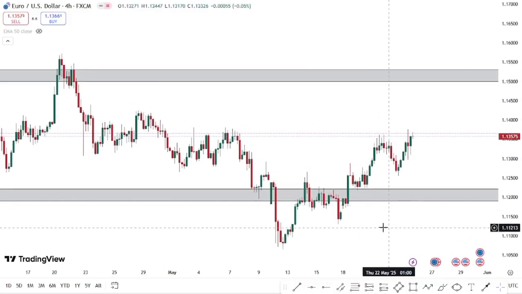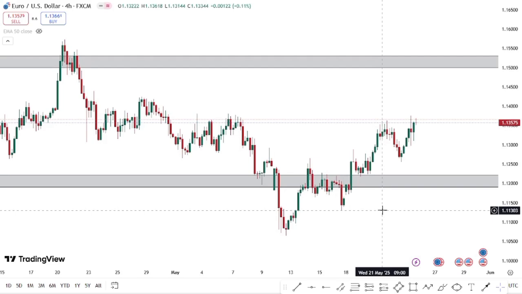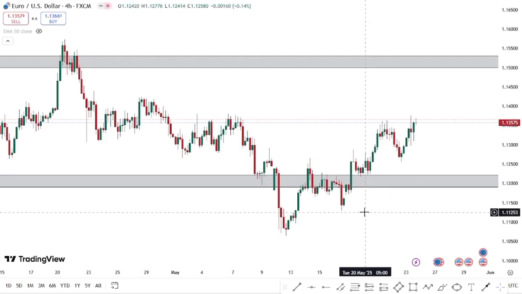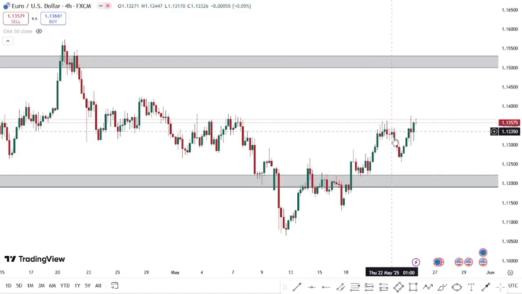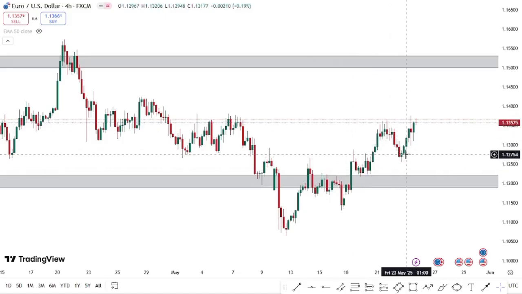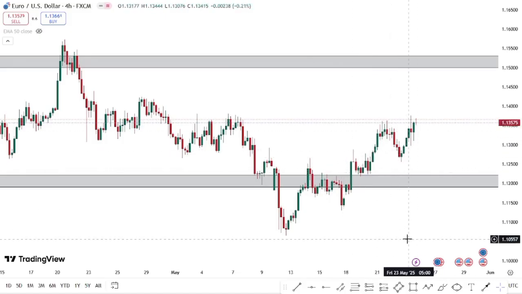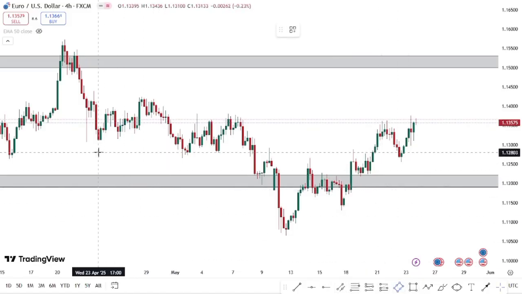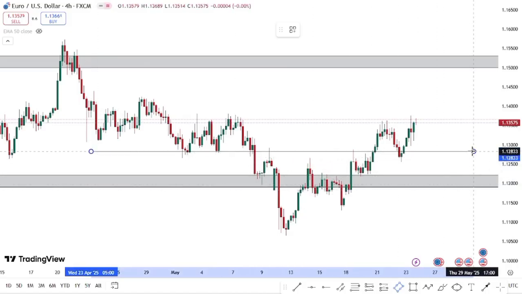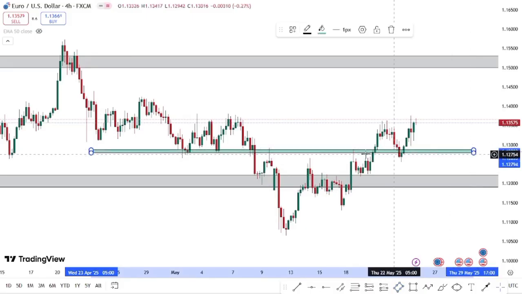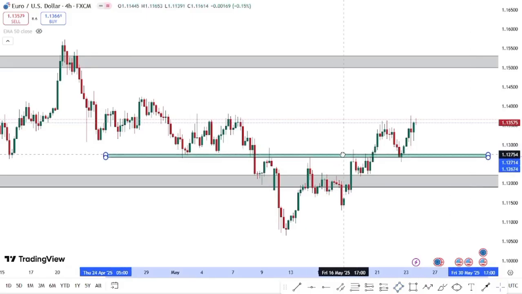And as I said, we should be looking for buys on Euro USD. Now you can see that even after price went up, price came back to test this zone before continuing to the upside. I want to go in for a buy on Euro USD on one condition.